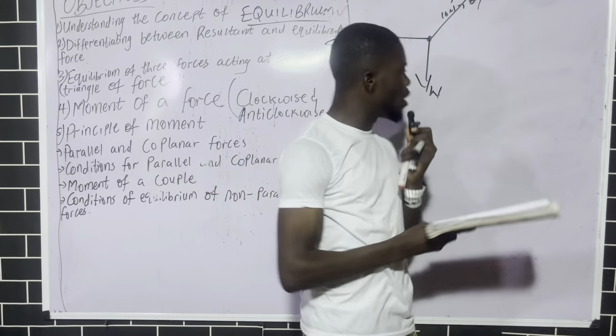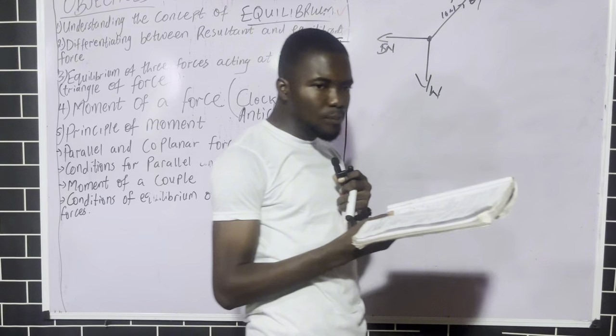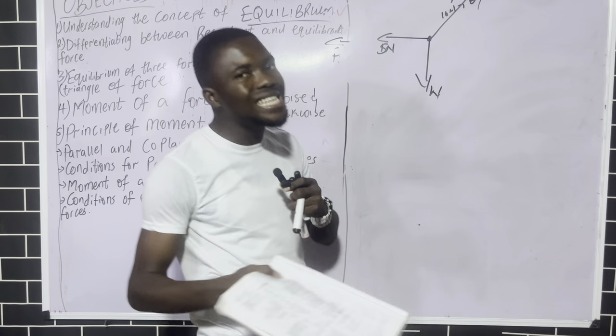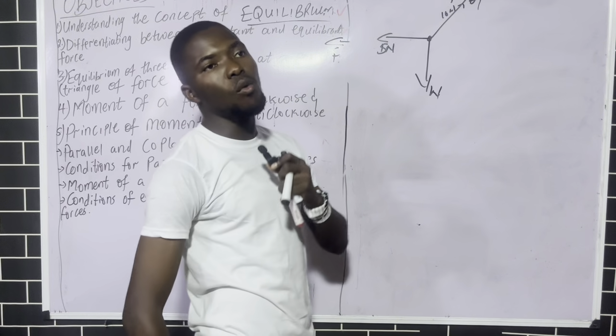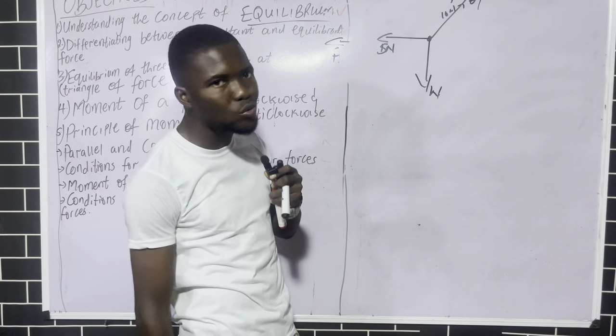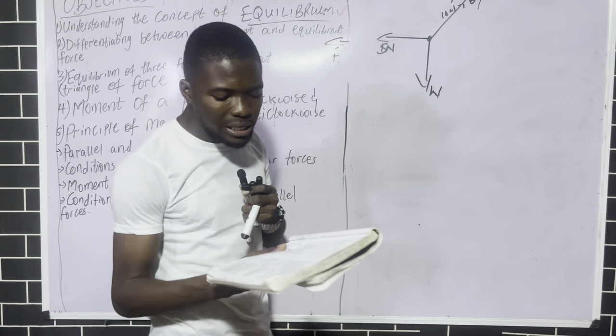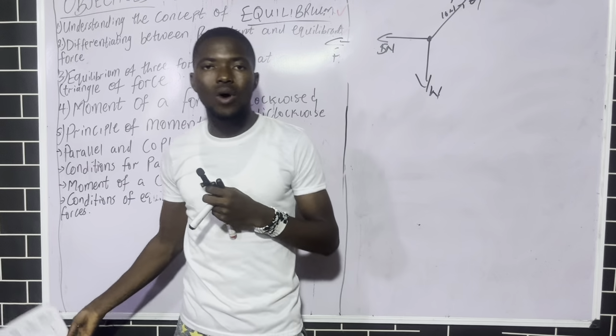A particle P of weight W is in equilibrium under the system. This is what I'm saying. The question must tell you that the stuff is in equilibrium before you can assume it's in equilibrium. If it does not tell you, don't go and be assuming. It's in equilibrium under the system of forces shown in the diagram. Find the values of W and theta respectively.